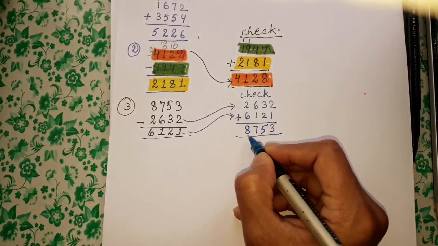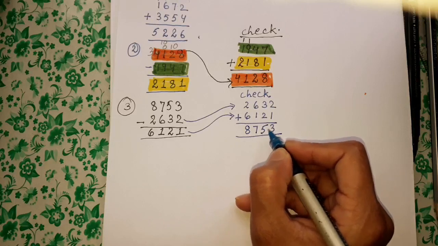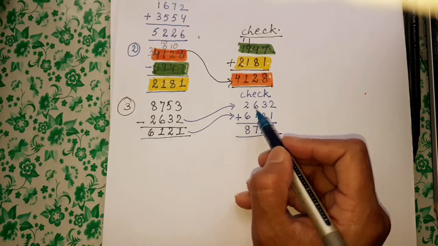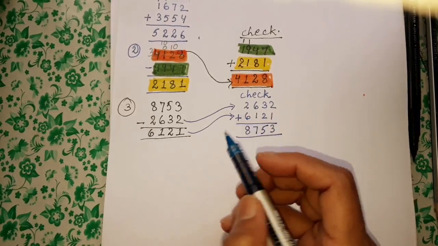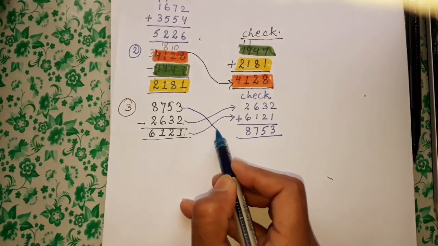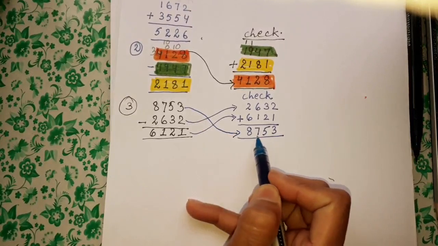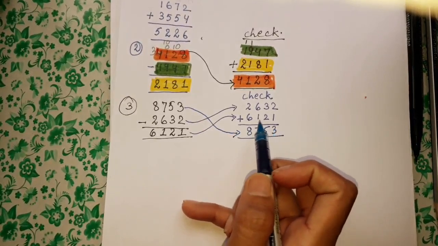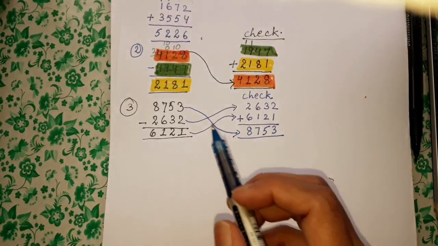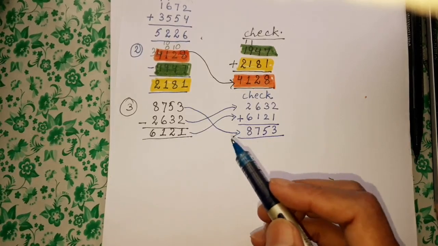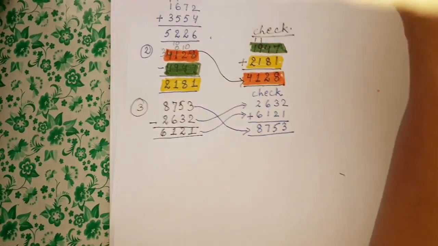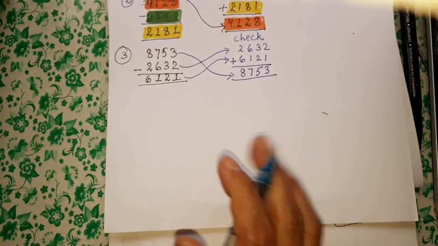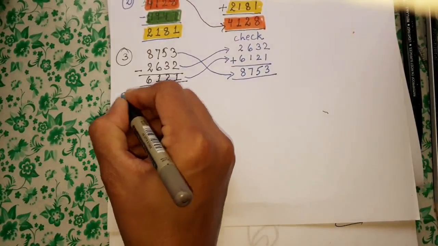We get 8753 as a sum of 2632 and 6121. So, our minuend comes 8753. So, it shows that our subtraction is correct. Now, let's take our next question. Fourth example.